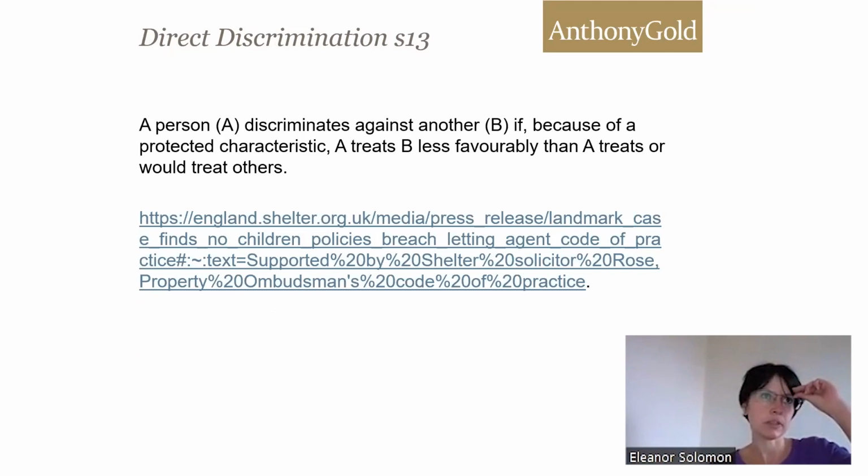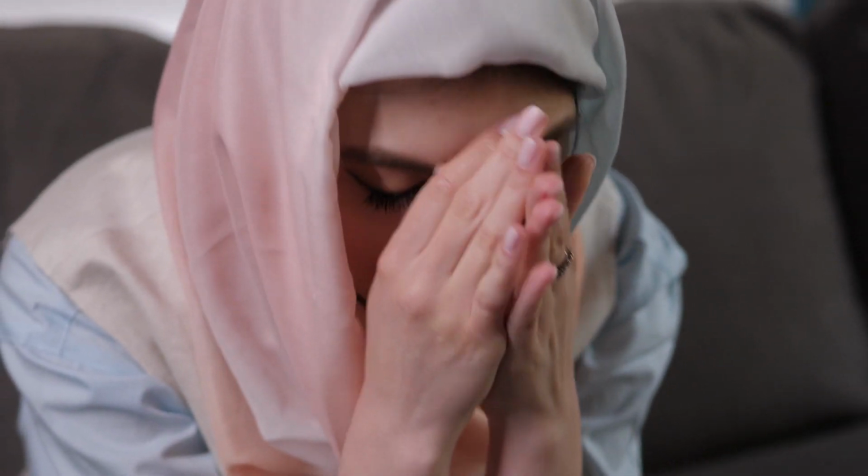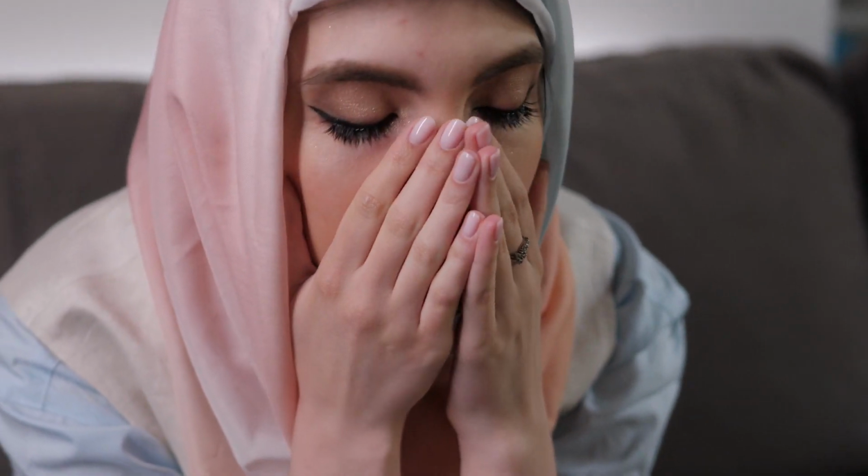So the most obvious one, and the kind of scenario that everybody thinks of when they think about unlawful discrimination, is direct discrimination, which is a person discriminating against another person because of a protected characteristic. So somebody treating somebody less favourably than they would treat others. So that's probably what most people think of when we think about discrimination.